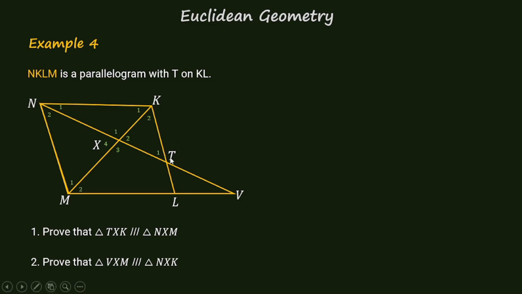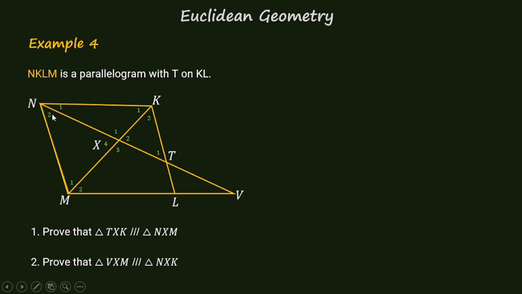To prove that the two triangles are similar, if we can show that the matching angles are equal in size, then we would have proven that these two triangles are similar to each other. Let's follow the order in which the two triangles have been written. So let's start with T and see if we can match it with N. So T1 equals N2.